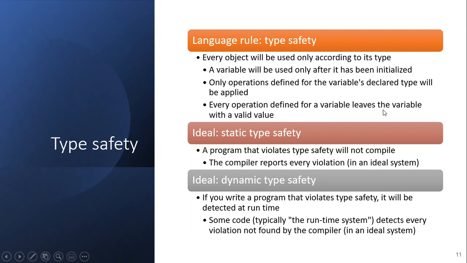Every operation defined for a variable leaves the variable with a valid value. Whenever you apply an operation, you should be sure that this operation would have a valid result. ठीक है. So there is, अच्छा, we'll return to this slide.